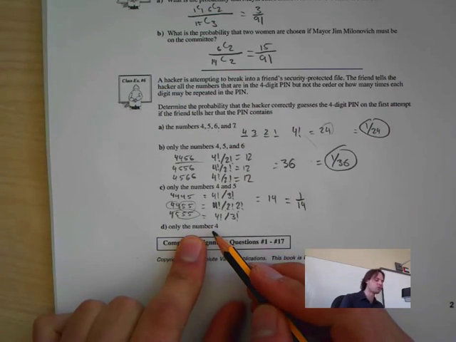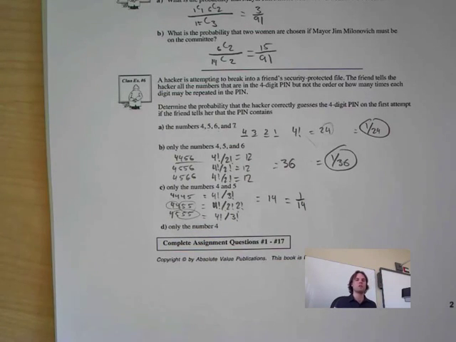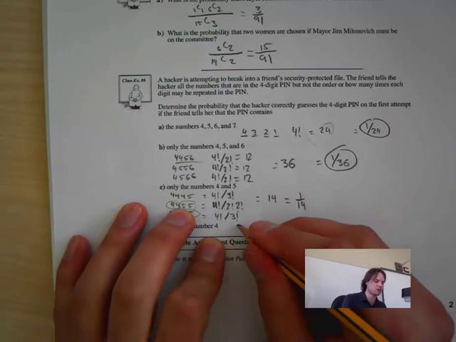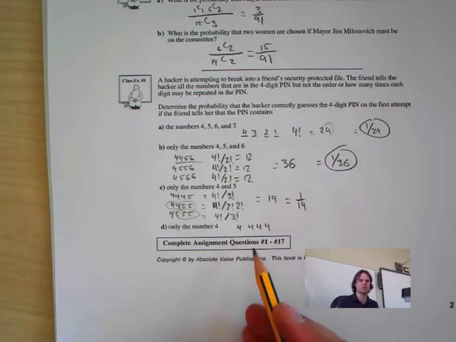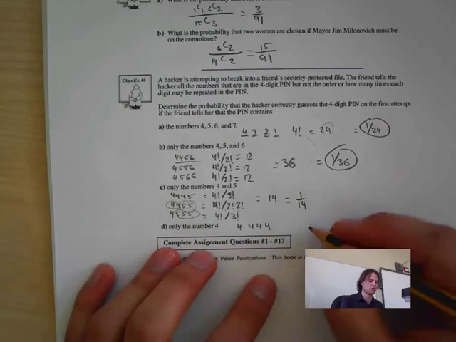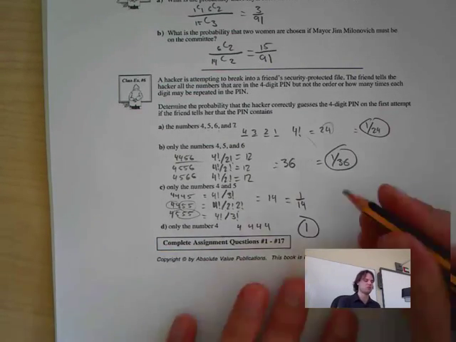So now let's look at the last one. Only the number 4. So we only want the number 4. Well, that means everything is 4. Does the order matter? No, that's everything. So he'll get it no matter what. He has a 100% chance of getting it.